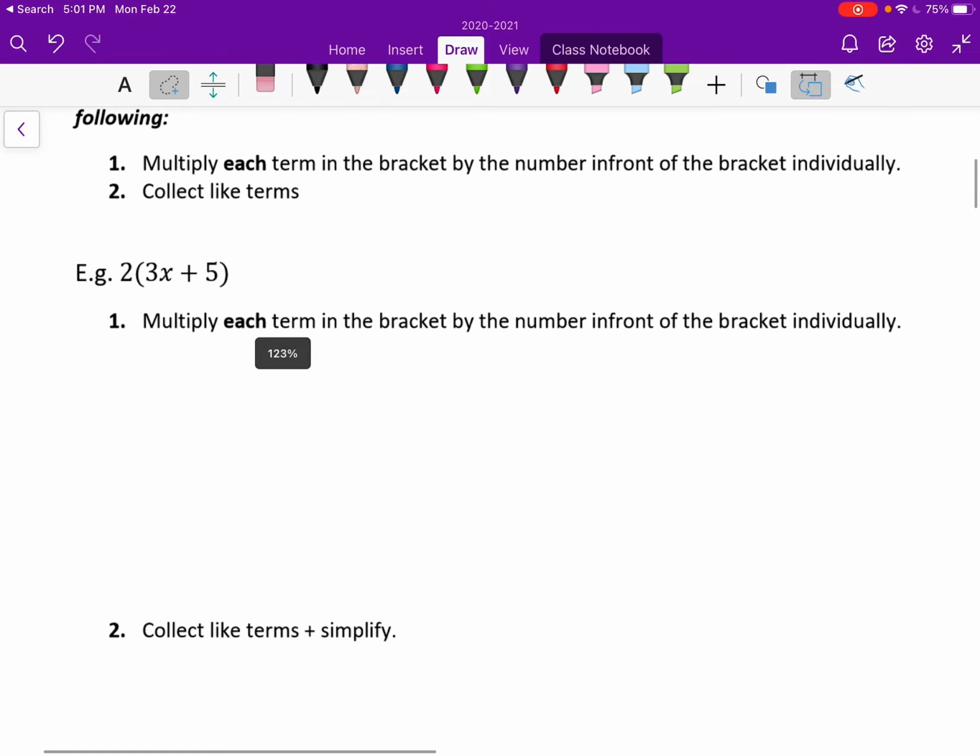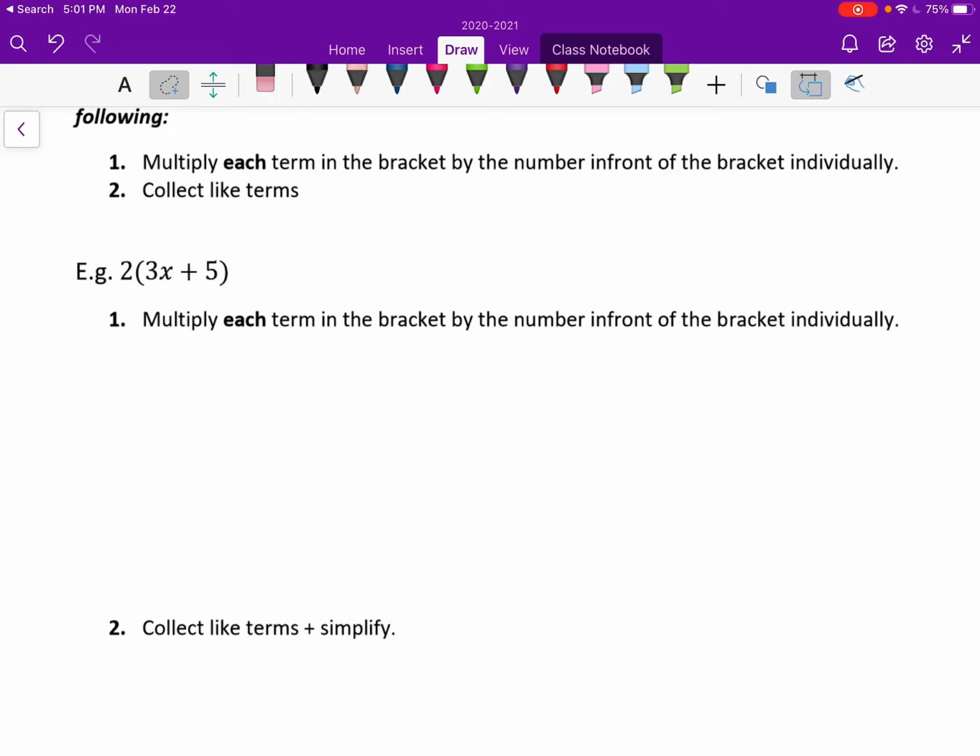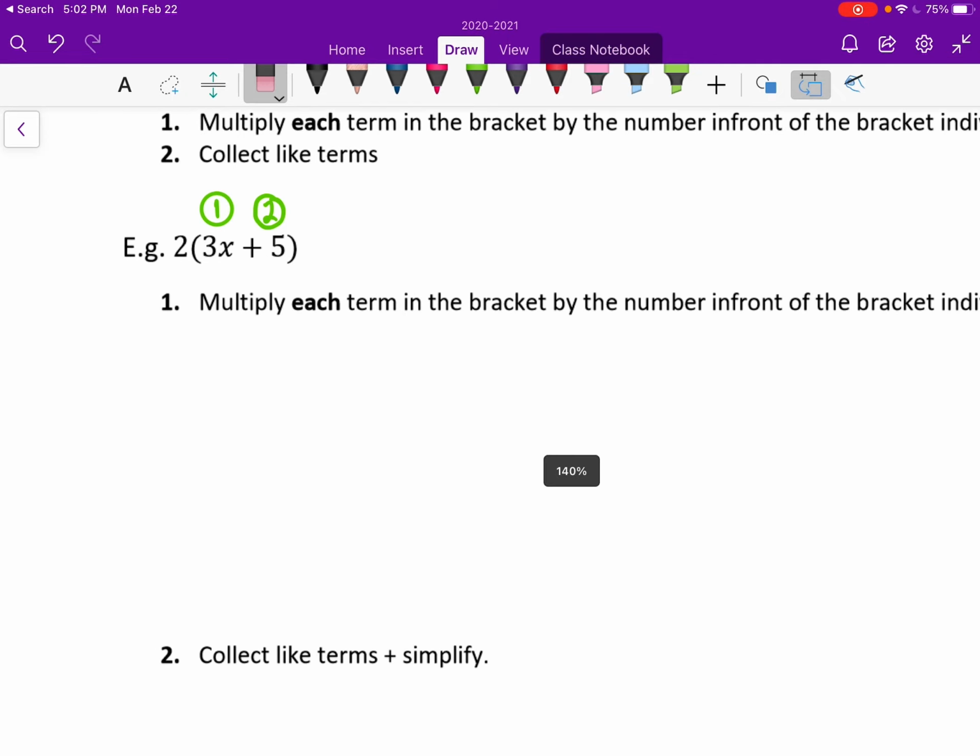So say we have here 2 bracket 3x plus 5 bracket, right? Inside here we have 1, 2 terms. So we want to distribute, which is why this is called distributive property. We want to distribute this 2 to the 3x, and we want to distribute 2 to the 5. When you say that it's 2 in the bracket, you're multiplying everything inside that bracket by the number outside of it. Very simple, and once I show you how to do this, you'll understand.